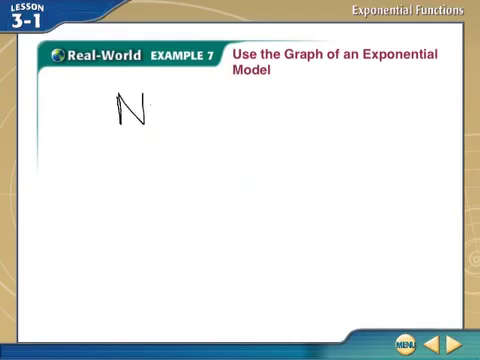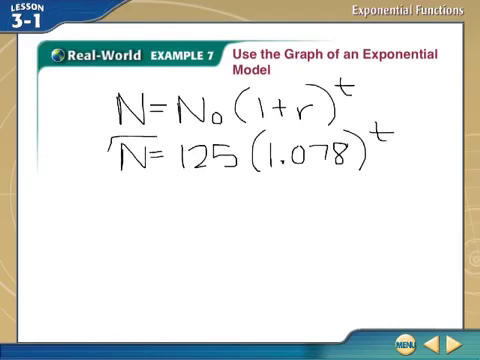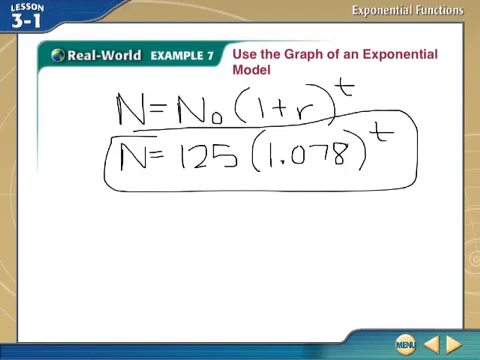So going back to our original formula, we said our initial population was 125, and here we're going to get 1.078 to the t. That's rounding our r value there. We're taking 1 plus the value of r. r was approximately 0.078. So we add 1 to that to get 1.078 inside of our parentheses.